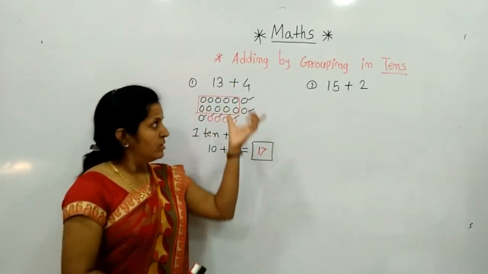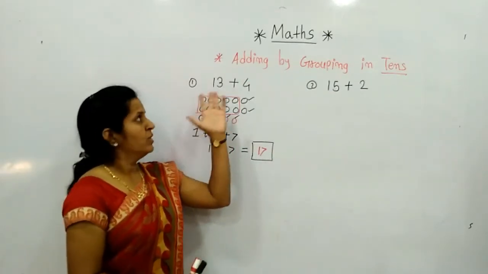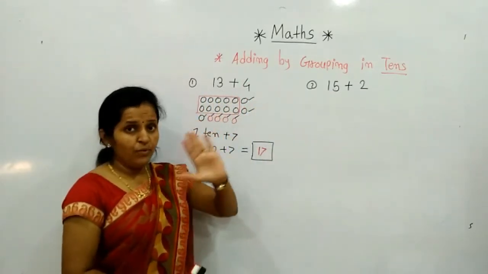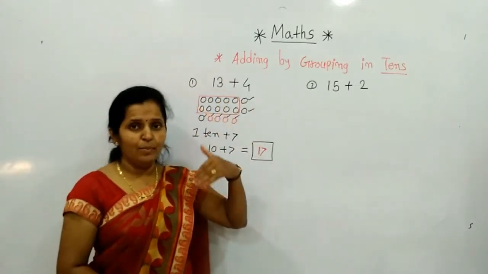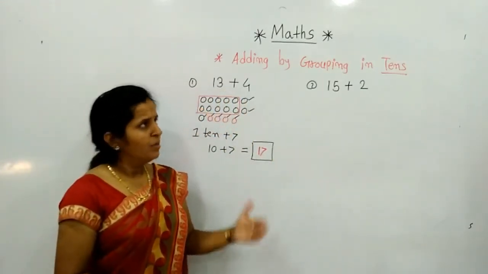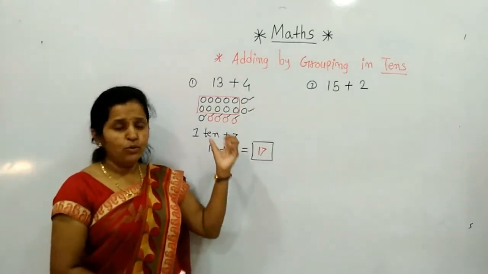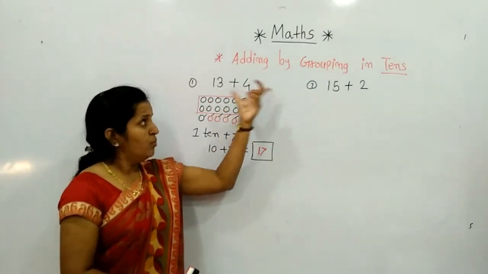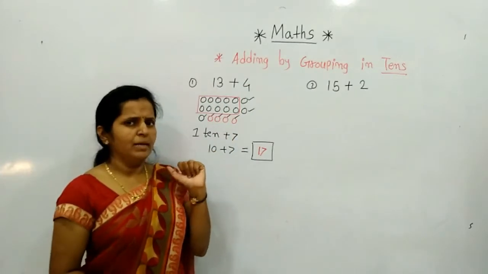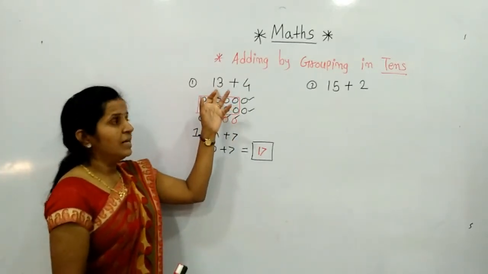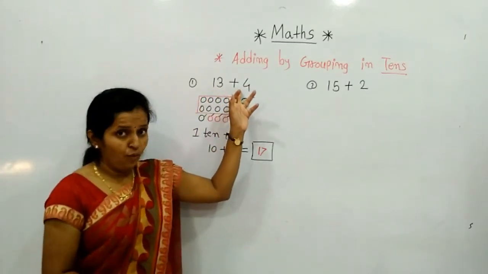Suppose this example is given to you: 13 plus 4. We cannot solve this example with the help of forward counting. Why? Because our heading is adding by grouping in tens. Firstly, we have to make the group of that number. Which number is given here? 13. And the next number is 4.